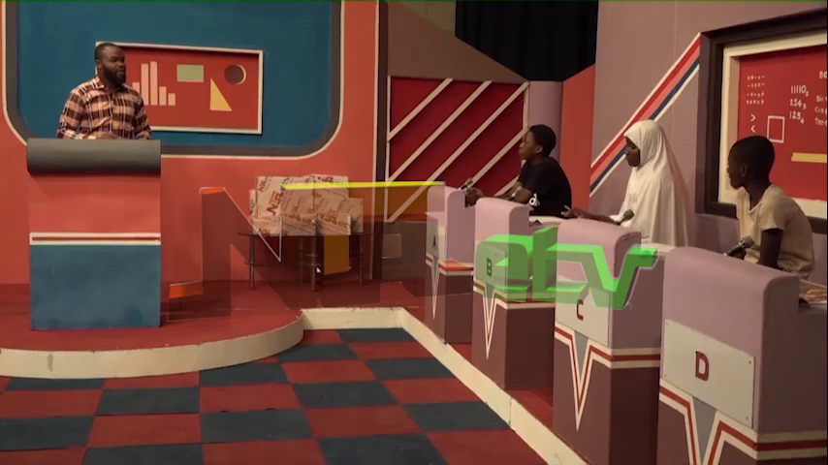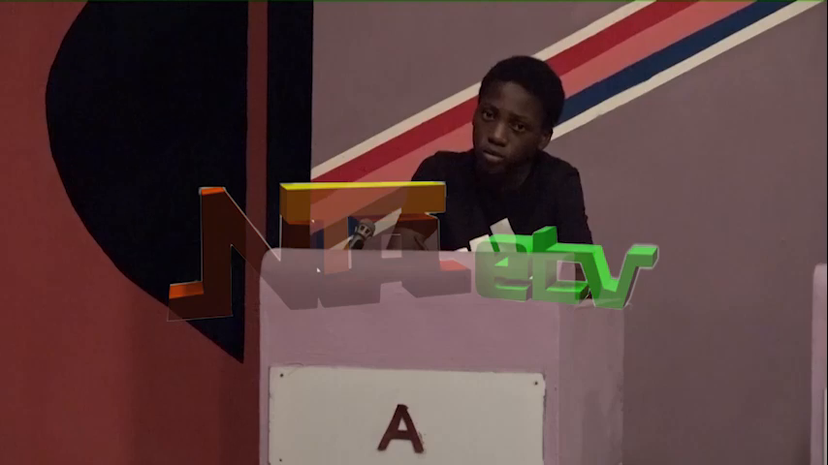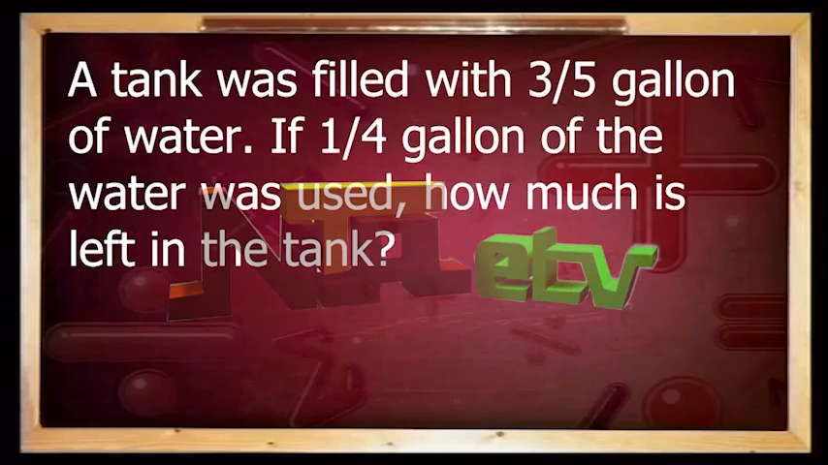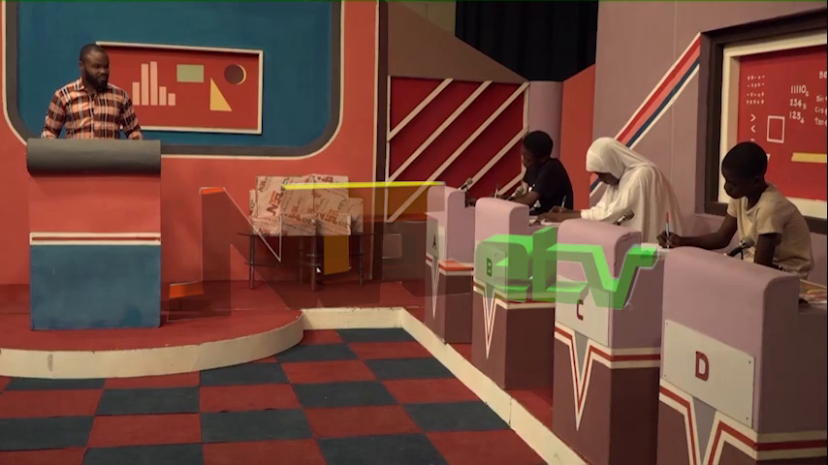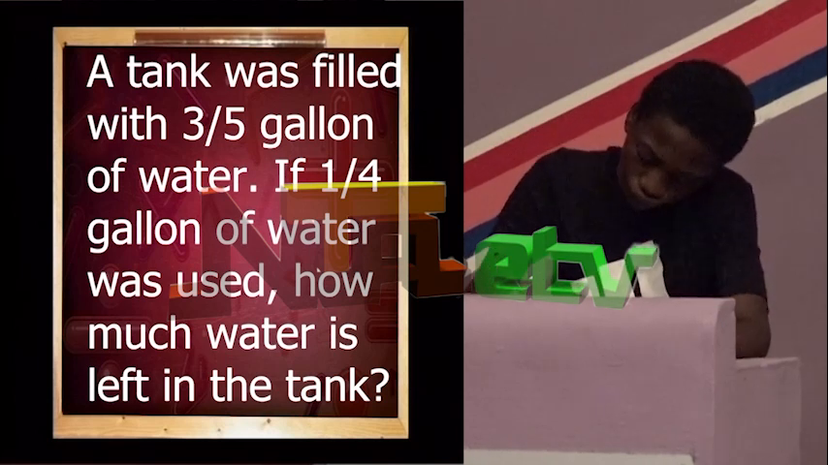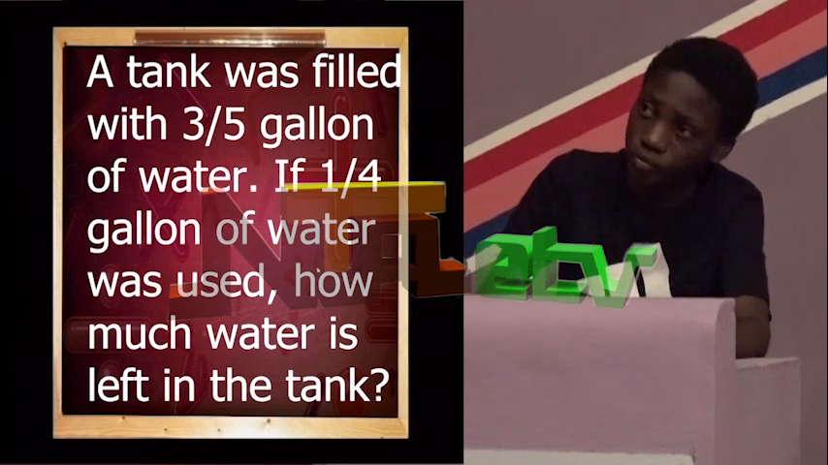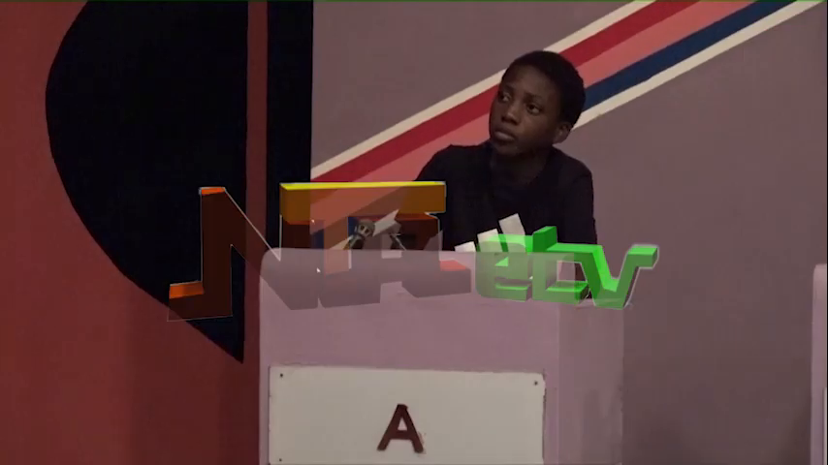Contestant A, your question. Question 7. A tank was filled with 3/5 gallons of water. If 1/4 gallon of water was used, how much water is left in the tank? Seven over 20. And that is correct.